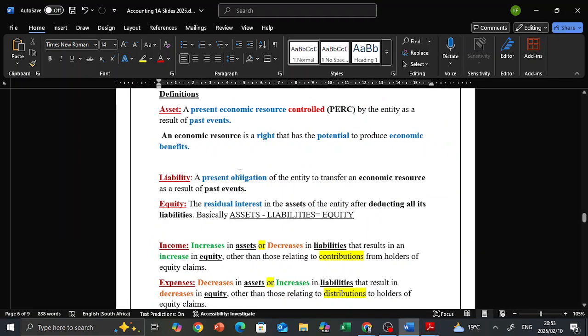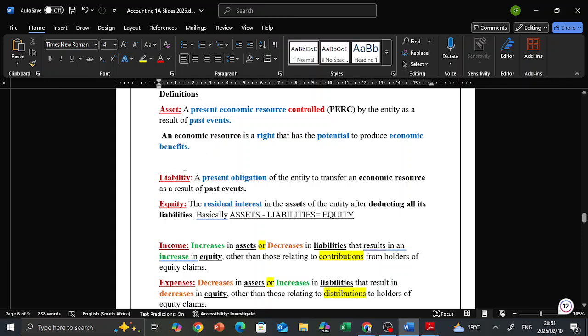This is why you must not play with your theory, right? By virtue of saying asset, that's a mark. You with me? Yes. Right. Asset is a present economic resource. That's another mark. Saying present economic resource, mark. So that's 2 marks already. Okay? Controlled by the entity, 3 marks. As a result of past event, 4 marks. Done. Liability.